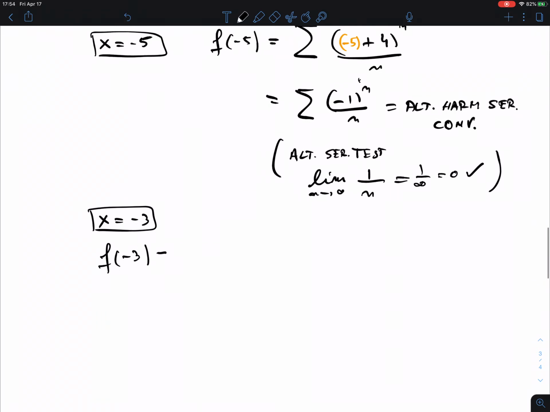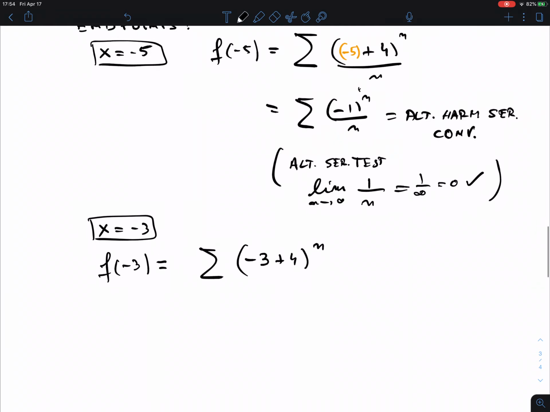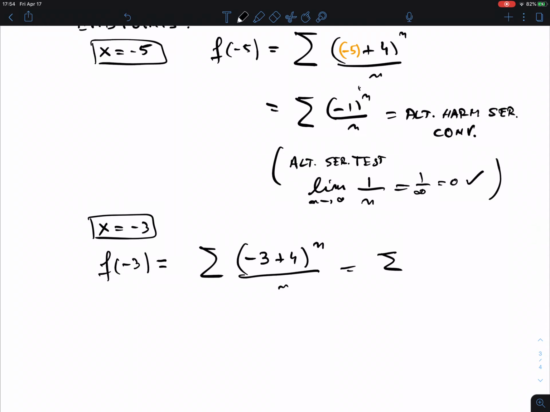F of minus 3, what is that? That is summation of minus 3 plus 4 to the n, right? Again, instead of minus 5, I have now minus 3 over n. But 4 minus 3 is 1, and 1 to the power n, what is that? Think about it, it's just 1, right? So I get just a harmonic series. And that one, we know, is divergent. Why? Because p is 1, p series.